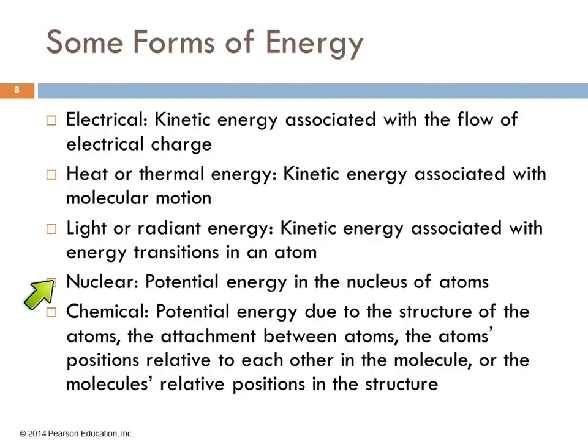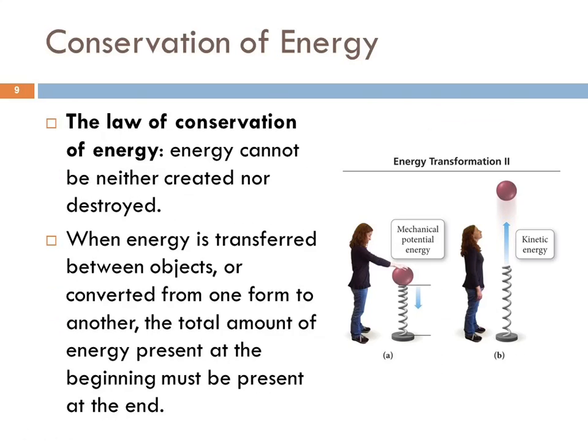Nuclear energy is potential energy that's stored in the nucleus of atoms. We're all familiar with the atomic bombs that were dropped on Japan during World War II. Tremendous, tremendous amounts of energy. And that comes from splitting apart the nucleus of atoms. There's an incredible amount of energy stored inside the nuclei. Chemical energy: potential energy due to the structure of atoms, the attachment between the atoms, their positions relative to each other, or the molecules' relative positions. So these are all different types of energy.